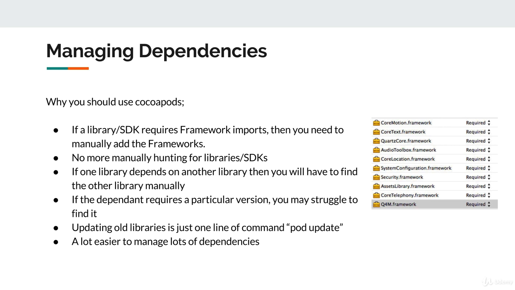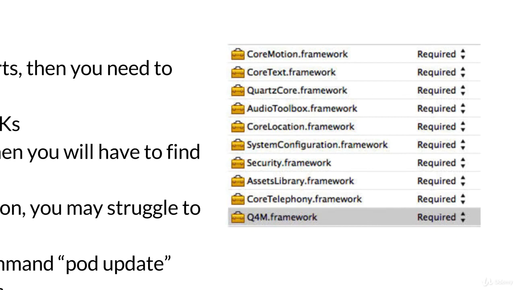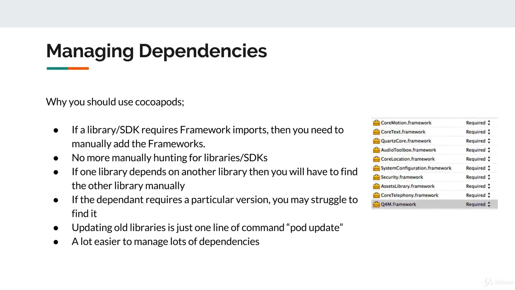The first reason is that if you have a library and the library requires some framework imports, then you need to manually add the frameworks. If you look at the image on the right, we had to install Core Motion, Core Text, Quartz Core, Audio Toolbox, and so on. If you're familiar with Objective-C, then you should know exactly what I am talking about. Some libraries will require you to do this manually, where you have to add all your frameworks. With Cocoapods, all of these frameworks will be added for you automatically.